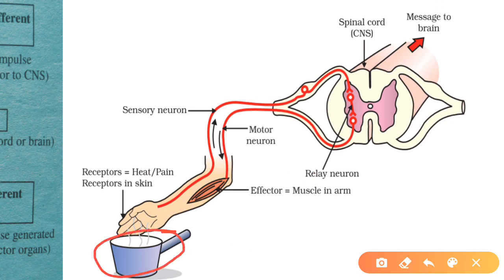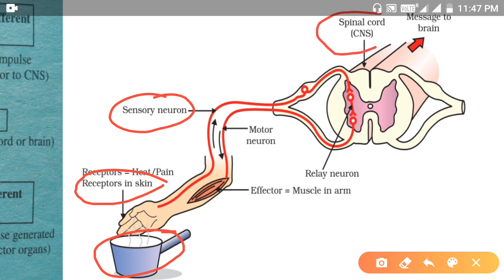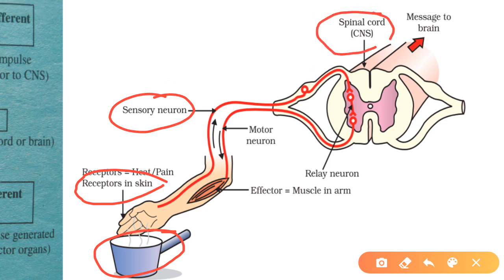Here the stimulus is a hot thing. When we touch it, the receptors present in the skin receive this stimulus and send it in the form of a nerve impulse, or electrical impulse, through the sensory neuron to the central nervous system. Here the central nervous system is the spinal cord.